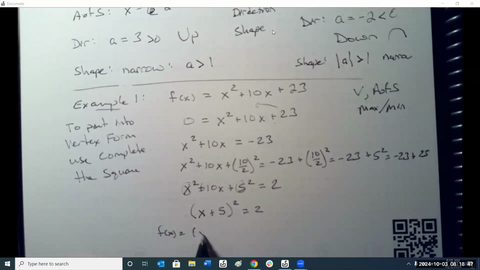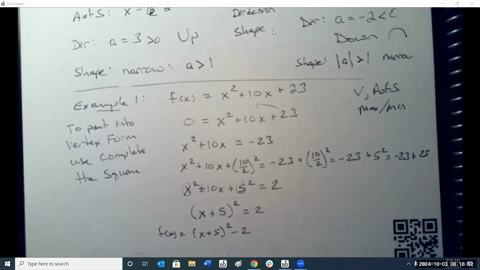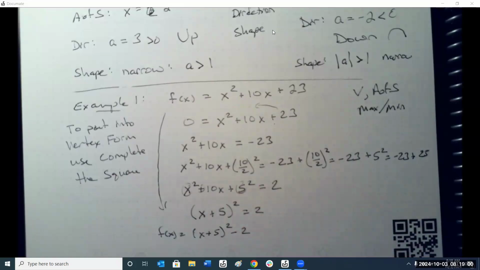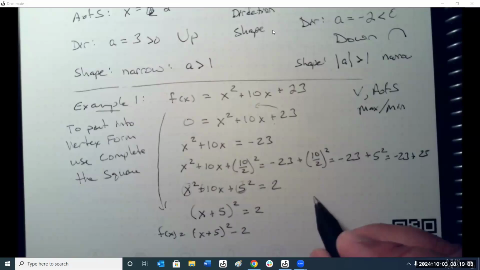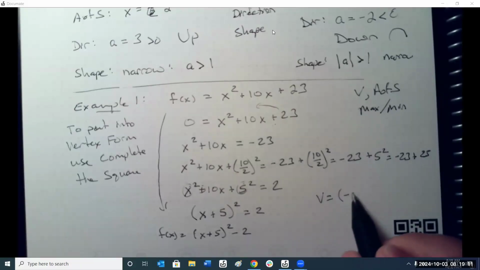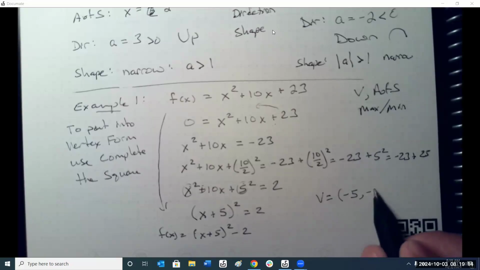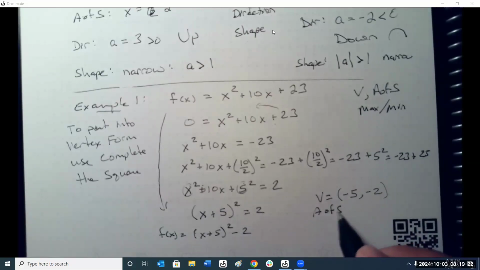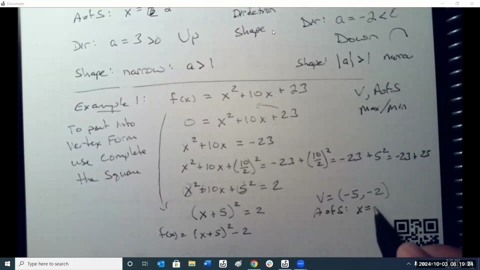Now, move everything back to one side. We have x plus 5 squared minus 2. We took it from standard form to vertex form. So the vertex, this is x plus 5, so it's at negative 5, negative 2. What else are we supposed to find? Axis of symmetry. The axis of symmetry is x equals negative 5.